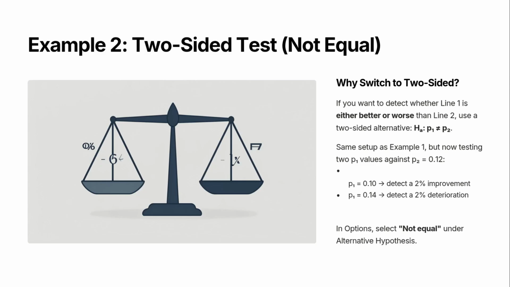For example, suppose line 2 has a defect rate of 12%. P2 equals 0.12. If the objective is to determine whether line 1 performs differently from line 2, a two-sided test should be used. The test would examine both possibilities. Whether line 1 has a lower defect rate, such as 10%, representing a 2% improvement, or a higher defect rate, such as 14%, representing a 2% deterioration. Because a two-sided test evaluates differences in both directions, it requires a larger sample size than a one-sided test to achieve the same statistical power. The advantage is that it provides a more comprehensive assessment when the direction of the difference is unknown.